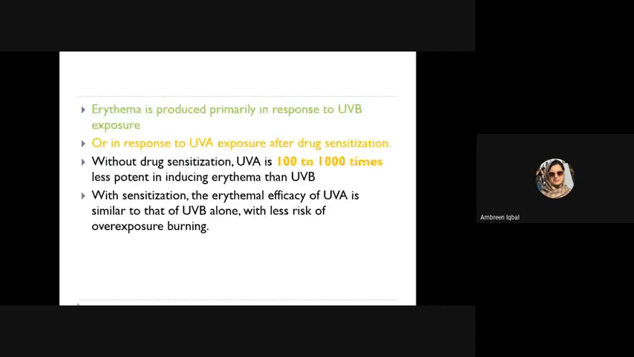Erythema is produced primarily in response to ultraviolet B exposure, or in response to ultraviolet A exposure after drug sensitization. Ultraviolet A along with drug sensitization has the same amount of erythema response as ultraviolet B. Without drug sensitization, ultraviolet A is considered to be 100 to 1000 times less potent in inducing the erythema produced by ultraviolet B. So with sensitization, the erythemal efficacy of ultraviolet A is similar to that of ultraviolet B alone, with less risk of overexposure and even less risk of burning.